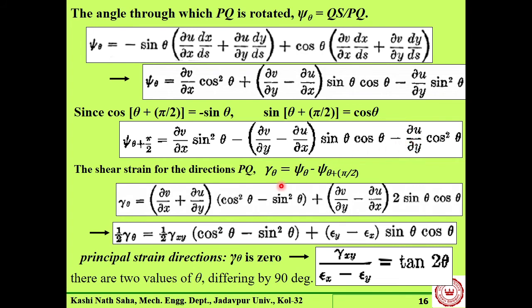So shear strain is the change in angle. So this minus this is our gamma xy, or say gamma theta, right? So find out what is happening from here. Cos square theta minus sin square theta. Actually, this is what you will get from these two. Is it okay?